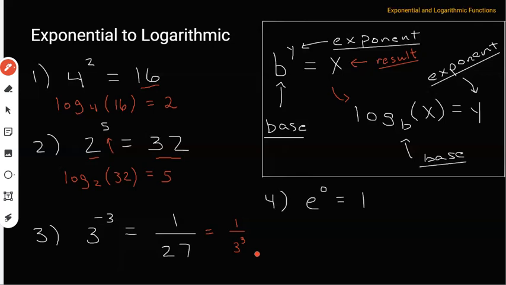But what I want to do with this is I want to make it into a logarithmic expression. So I start off by writing log. That's my logarithm. My base is going to be a positive 3. So that's going to become the base of my logarithm. Now inside the parentheses, I'm going to have my result. In this case, we have a 1 over 27. So a 1 over 27 goes on the inside. And then on the other side, we're going to have our exponent, which in this case would be negative 3.